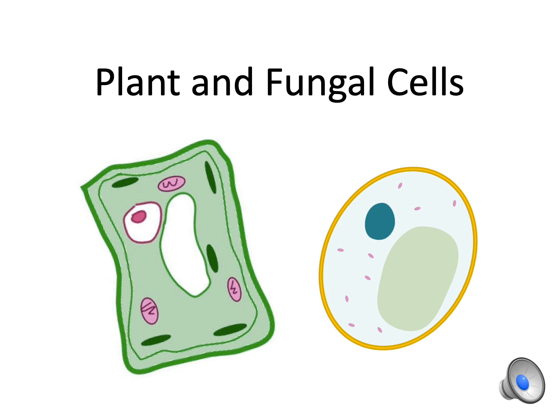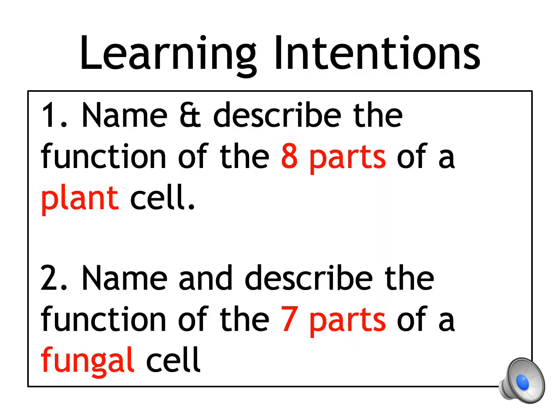This week we'll move on from animal cells and we'll introduce two new cells. These cells are plant cells and fungal cells. We have two learning intentions this week focusing on these two new cells. We will name and describe the function of the 8 parts of a plant cell, and in studying fungal cells, we will name and describe the function of the 7 parts of a fungal cell.